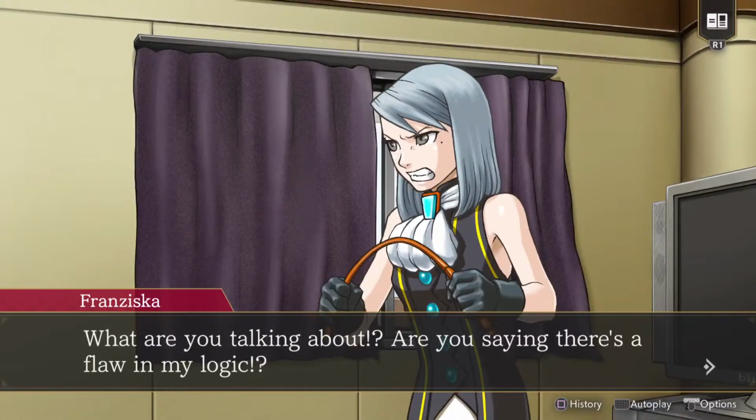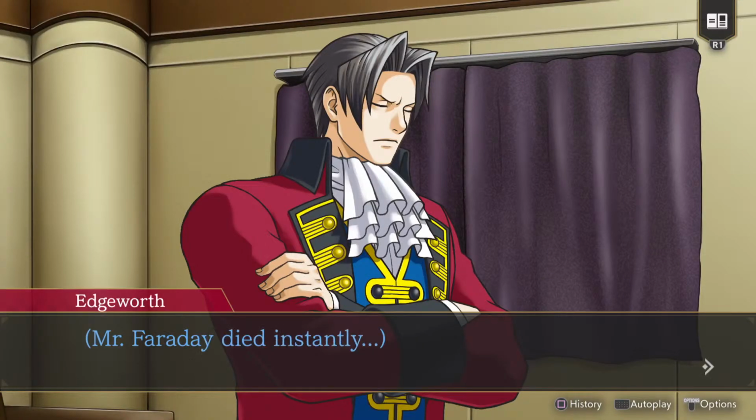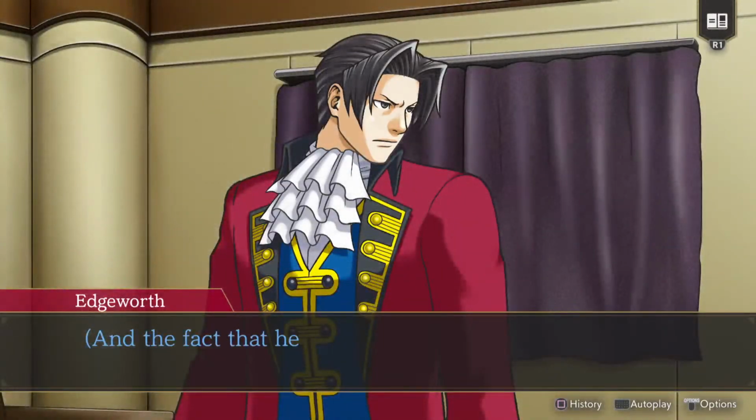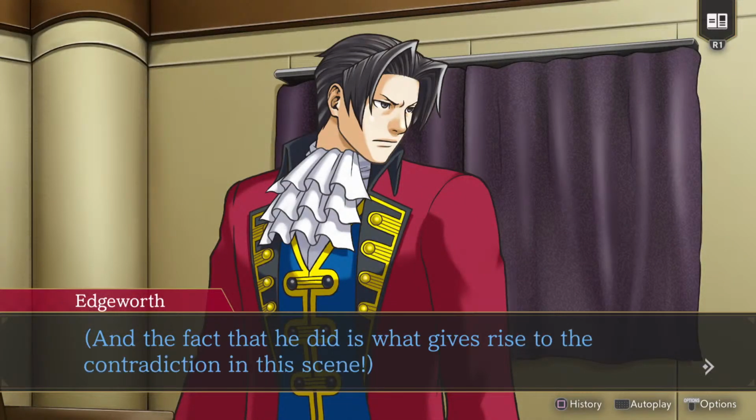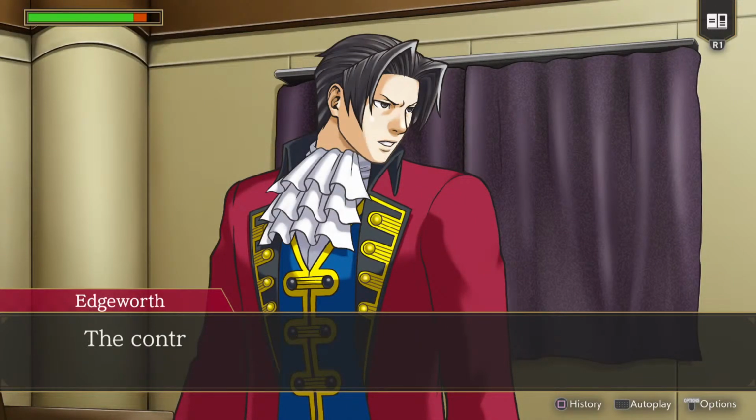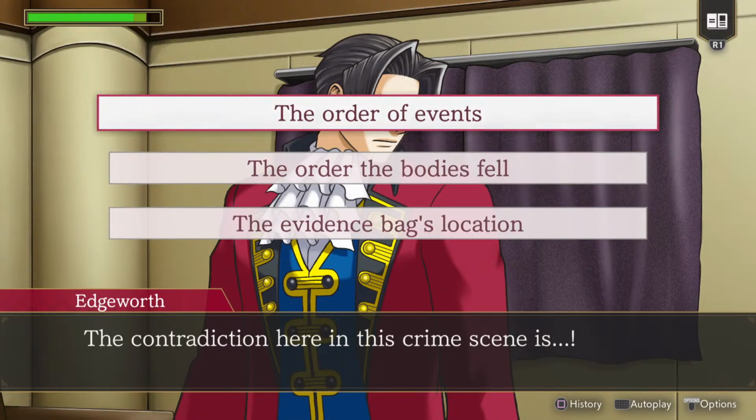What are you talking about? Are you saying there's a flaw in my logic? Mr. Faraday died instantly, and the fact that he did is what gives rise to the contradiction in this scene. The contradiction here in this crime scene is... the bodies fell.